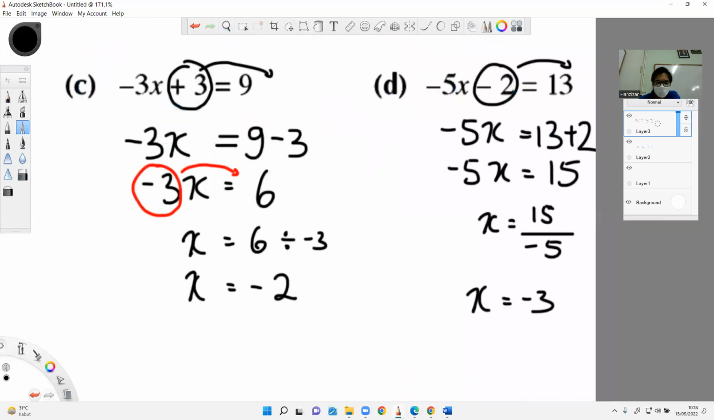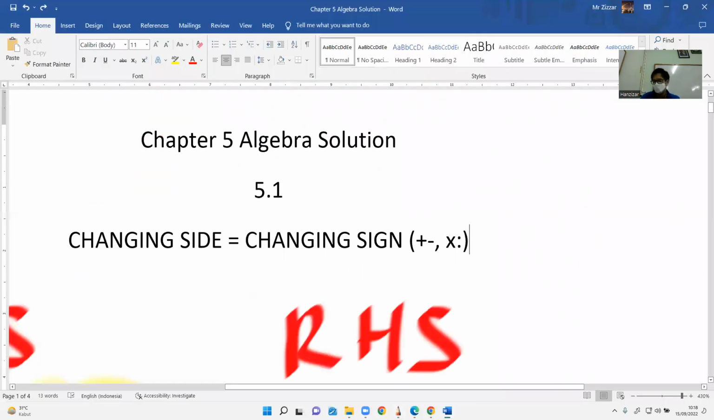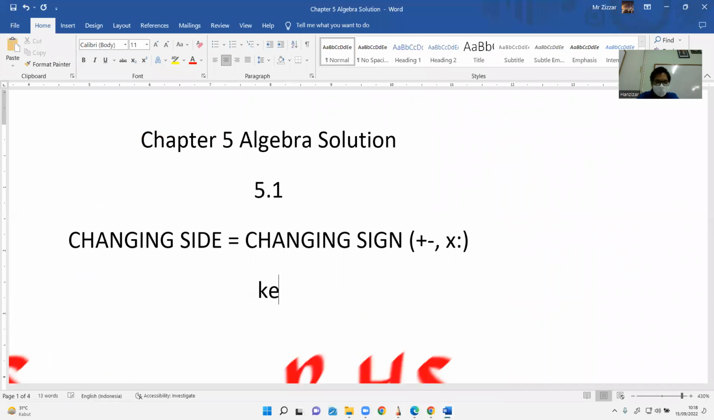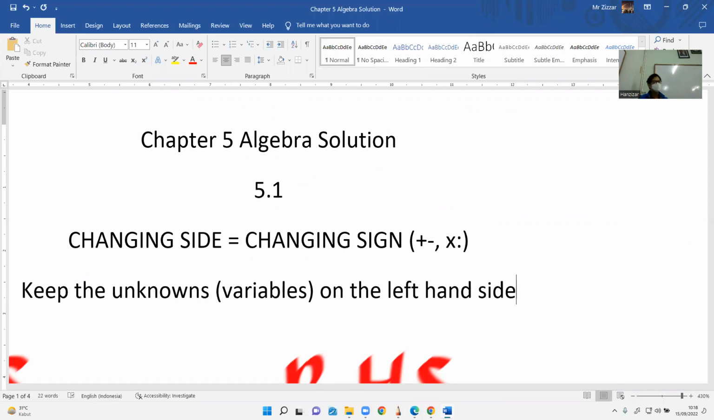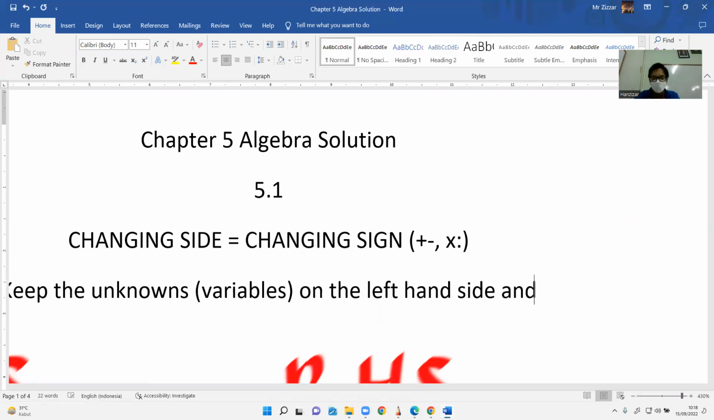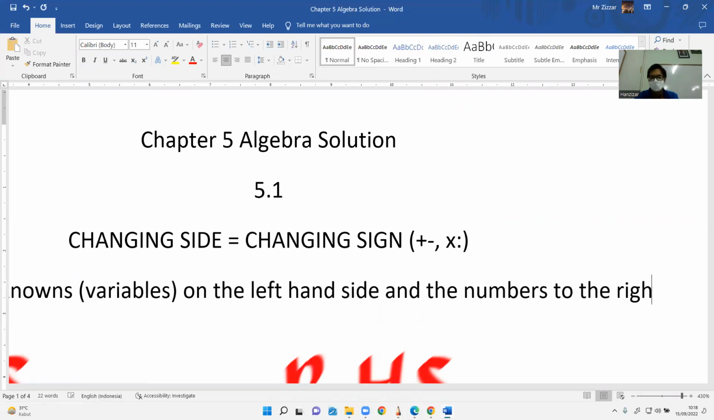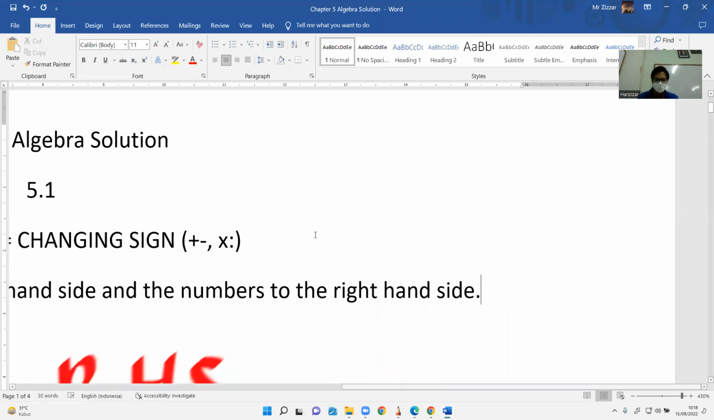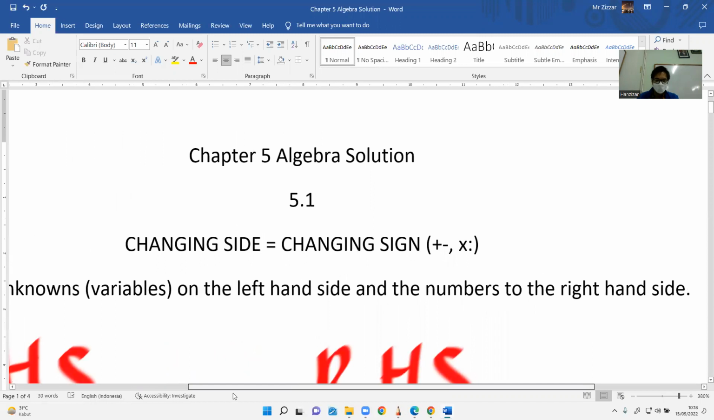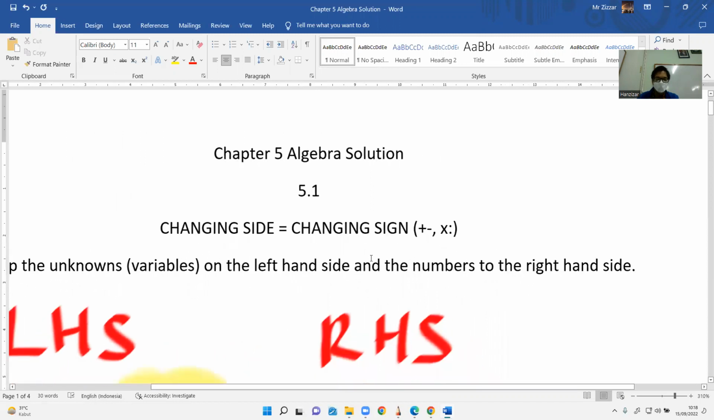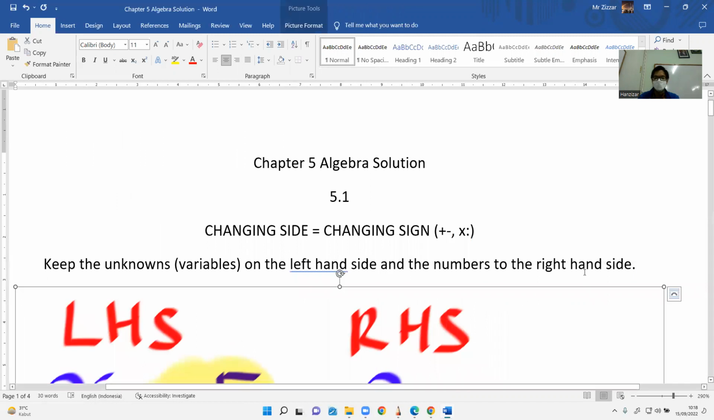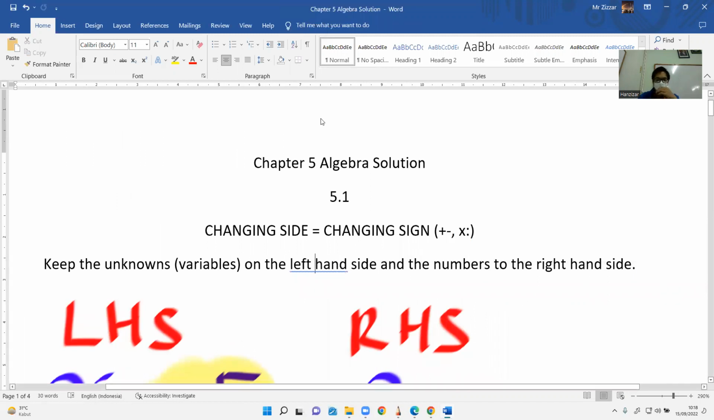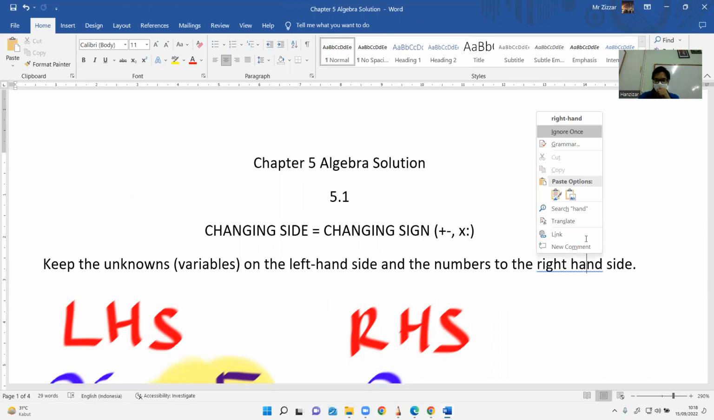Many mistakes happen in changing the sign. So another rule: keep the unknown or the variables on the left hand side, okay? And the numbers to the right hand side. Later on, I will send this to you one by one. Okay, next.